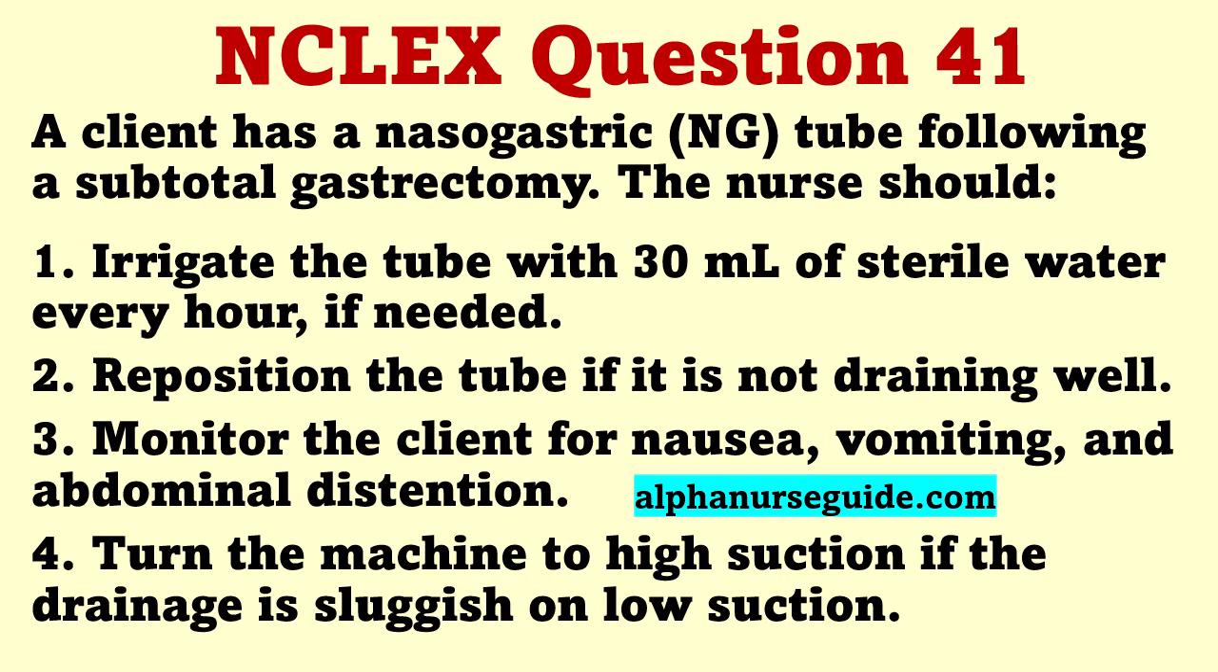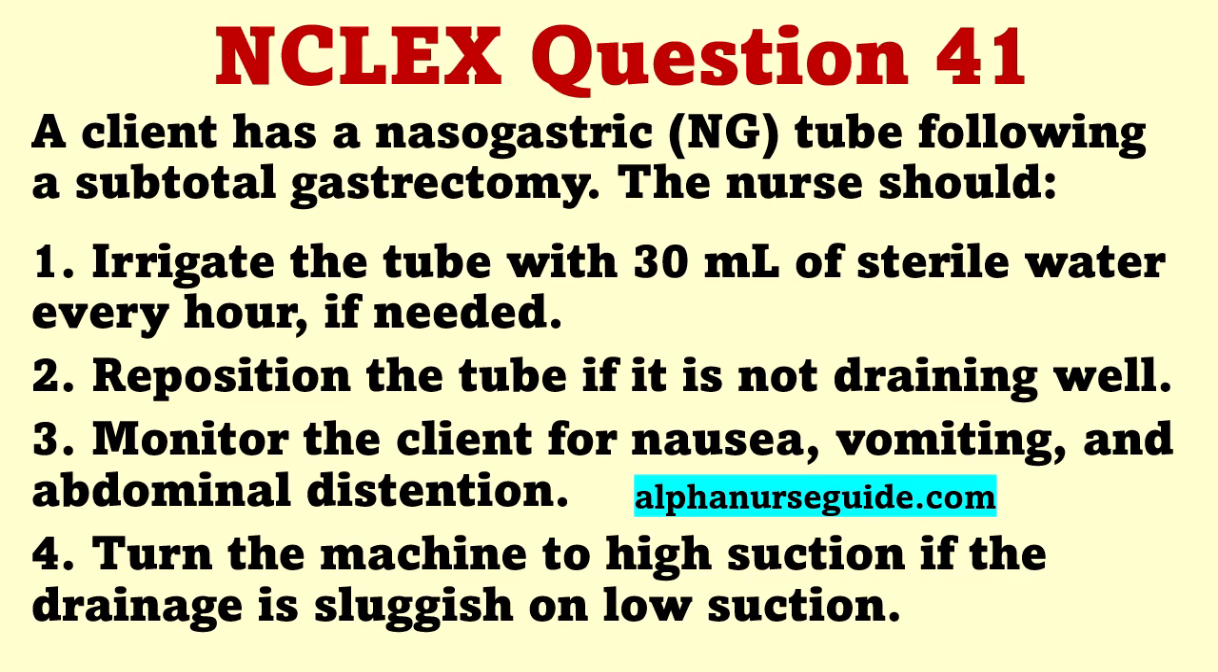A client has a nasogastric tube following a subtotal gastrectomy. The nurse should: 1. Irrigate the tube with 30 milliliters of sterile water every hour if needed. 2. Reposition the tube if it is not draining well. 3. Monitor the client for nausea, vomiting, and abdominal distension. 4. Turn the machine to high suction if the drainage is sluggish on low suction.